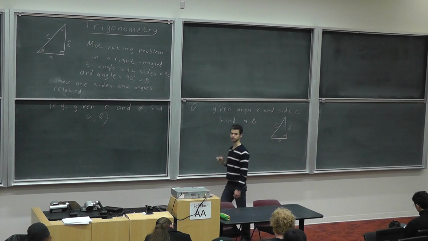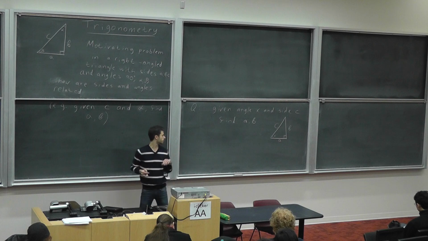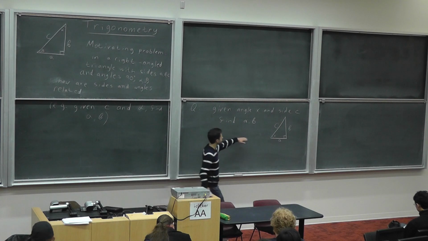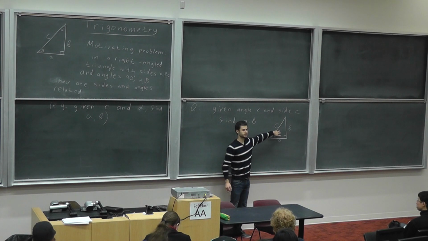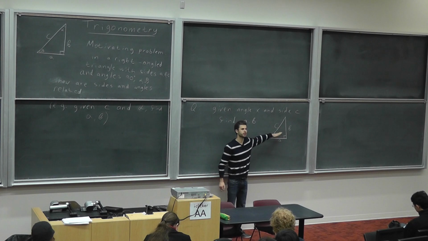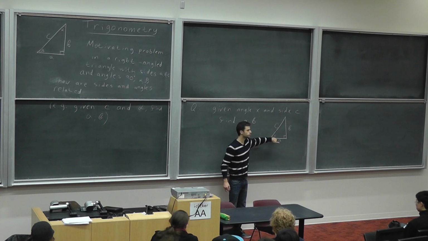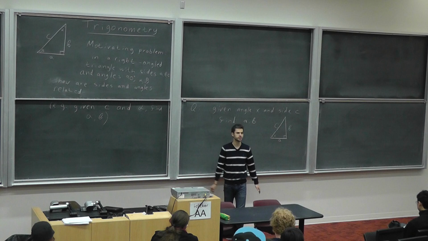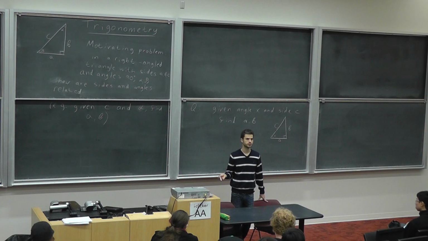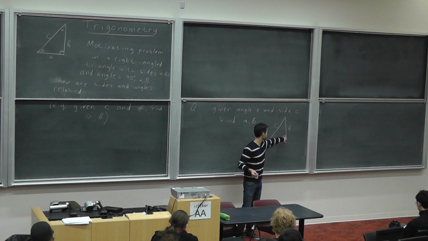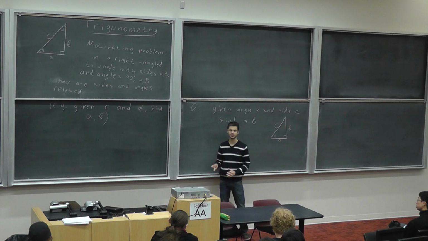Let's start thinking about this question. So I'm given this length C. For example, I tell you this C is 5 meters. I give you this angle. For example, I tell you it's 74 degrees. I know also that this is 90 degrees. The question, what is this length and what is this length?